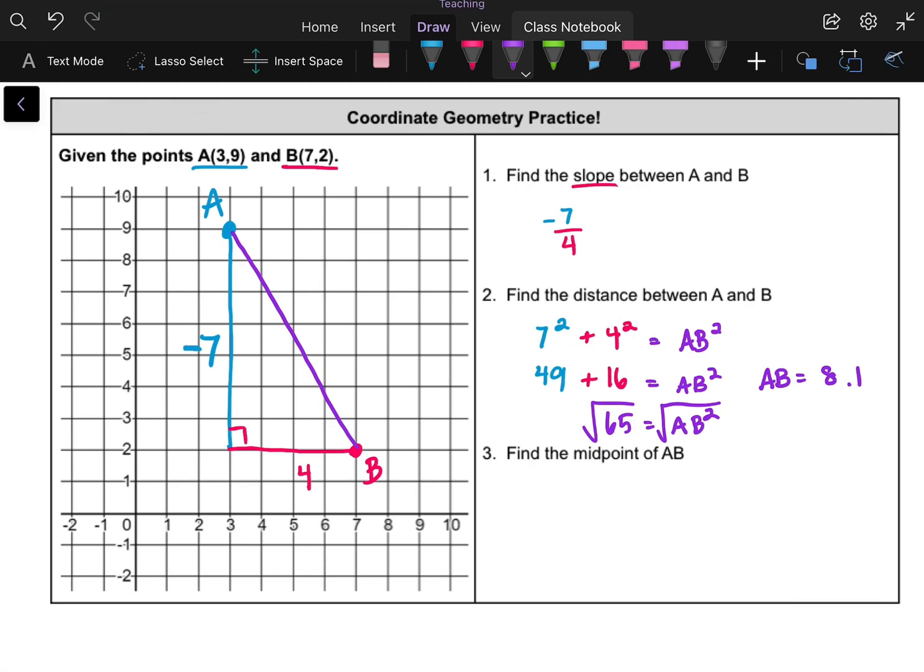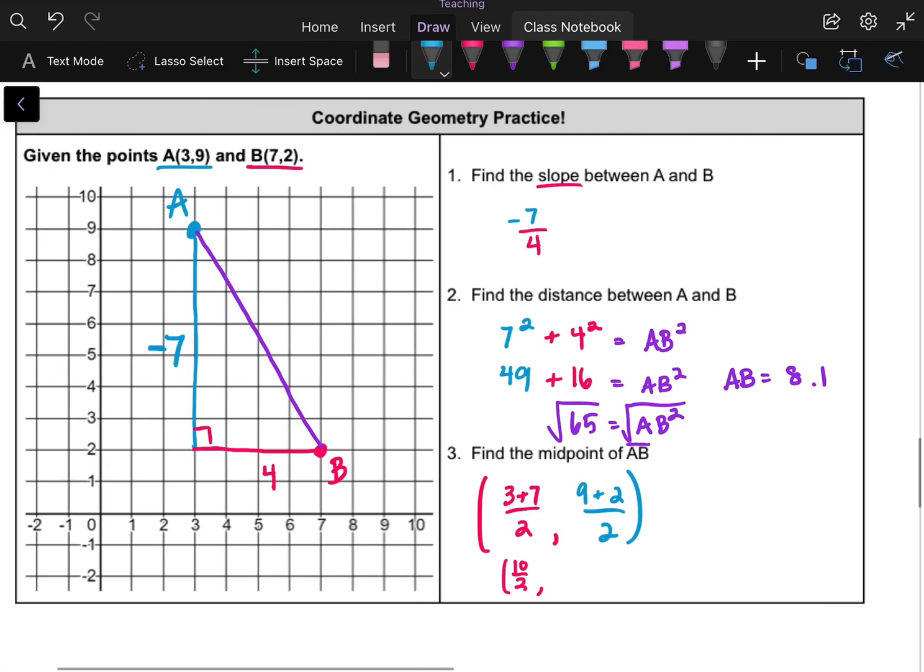Right, last thing we have to do here is find the midpoint of segment AB. So then we use our x coordinates. Adding those together, we have 3 plus 7 divided by 2. Adding our y coordinates, we'll have 9 plus 2 divided by 2. So our x coordinate is 10 over 2, and then 11 over 2 for our y. So simplifying this, our midpoint should be 5, 5.5.